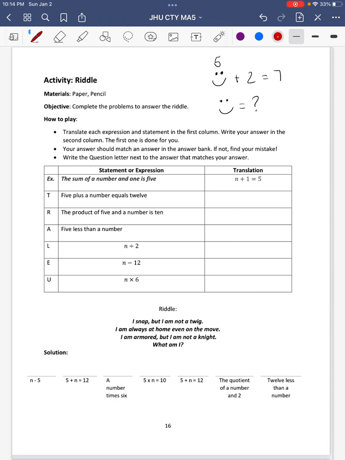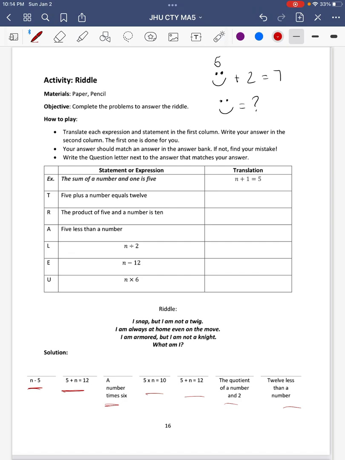And so the bank is down here. This is the bank. See all these things? Ta-da! That's your bank. And the example is not part of the bank. That's why you don't see the answer written there. Okay. And then it says, write the question letter next to the answer that matches your answer. So I'm going to do 2 of these with you. I'm going to do the T and the L.